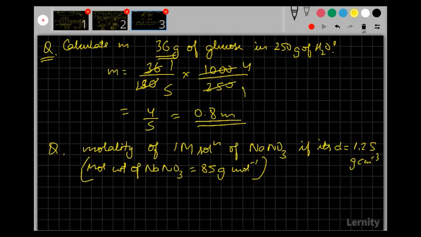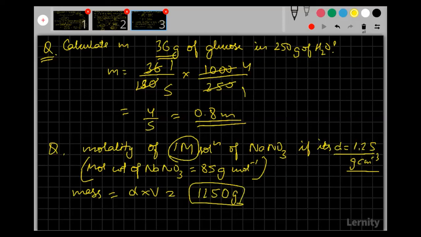Or else what we have to do is, see, the density is given in terms of grams per centimeter cube. So we know the relation of mass with volume and density. If density is 1.25 grams per centimeter cube, and they have mentioned a 1 molar solution, my volume of the solution will be 1000 centimeter cube. So we'll take it as D into V. We'll get 1.25 into 1000. That will be 1250 grams, my mass of the solution.